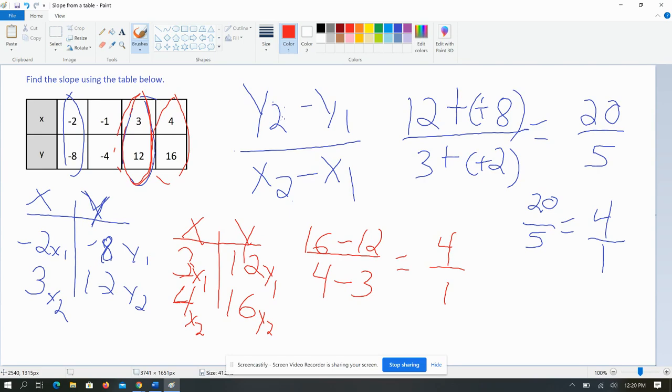So you see how you get the same slope? Either way, even though we used different numbers in that table, you're going to get the same thing no matter which sets of numbers you start with. So I would always choose the numbers that seem easiest for me to work with, and that's going to make it a little bit easier for you to solve it.